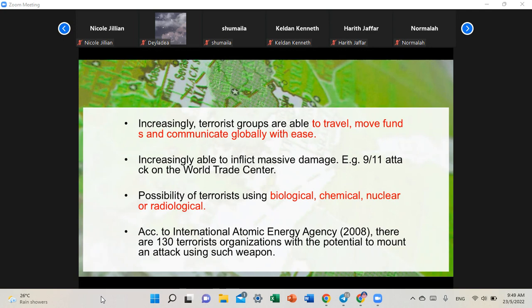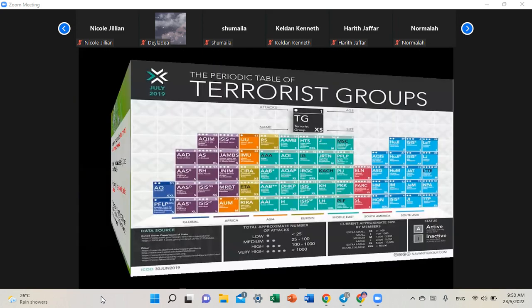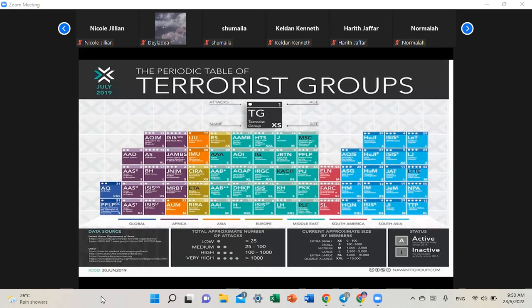You cannot assume that this terrorist group is stagnant in their operation. They also evolve just like us in the authorities' sectors. They also explore more technological development to make it easier for them to achieve their objectives, including biological, chemical, nuclear, or even to some extent radiological weapons. According to the International Atomic Energy Agency from 2008, there are 130 terrorist organizations with the potential to mount an attack using such weapons that we mentioned in the above point. Here we have the periodic table, which is given as a reference for the chemist to the terrorists.